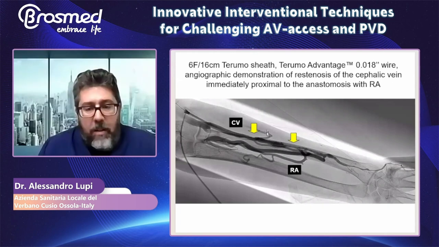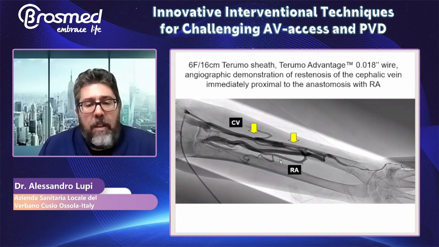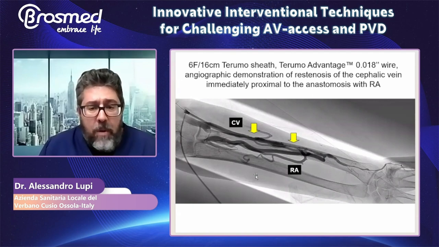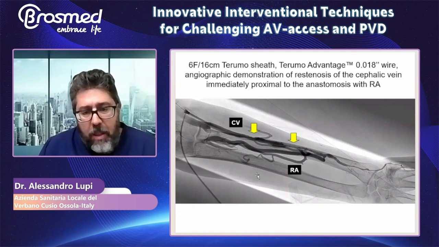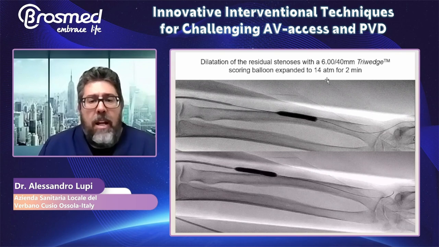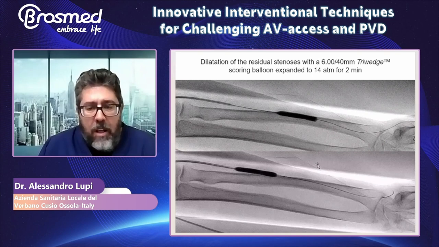This is the new angiography of the relapse of the problem. You can see there is a very tight new stenosis, a restenosis of the lesion treated, and there is also a lesion that angiographically seems not to be so tight, but at echographic evaluation was significant. So we had to treat both lesions. In this case we went directly with the Tri-wedge, 14 atmospheres for 2 minutes. We could stay with a not too large balloon because the lady was tiny and the vein was small.